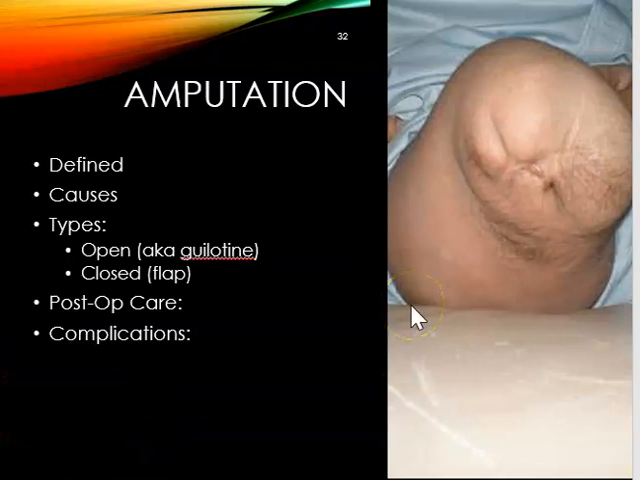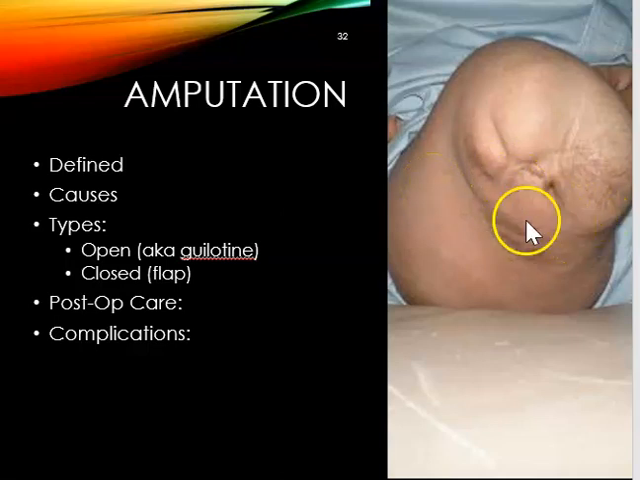With amputation, we've got a partial or total removal of a body part, in this case the leg. Some of the causes of this are going to be peripheral vascular disease, untreated infection, and trauma. Couple different types here. We've got an open, it's sometimes also called the guillotine. This is done if there's infection, and then it's closed when the infection is resolved. This one's going to be a closed flap. So when they amputate this limb, they'll leave a longer piece of skin like on the top of the leg, cut the bone off shorter, and then fold that piece of skin over.